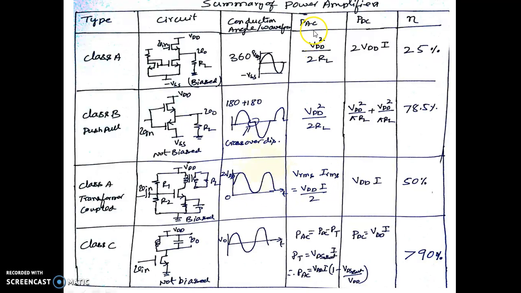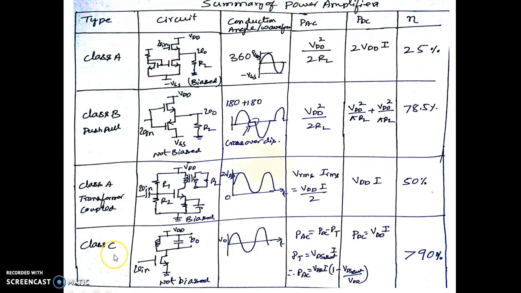So we got the expression for PAC as VRMS into IRMS, which is given by VDD into I by 2. For the PDC, we have only one voltage source being used as a supply. You can see this is also biased with R1 R2, so that it conducts for the entire 360 degrees. So we have this as only VDD into ID. Here it is 2 VDD into ID because we had 2 power supplies. Now it is only one power supply, that's why it is VDD into I. So the efficiency is actually increased to 50%.